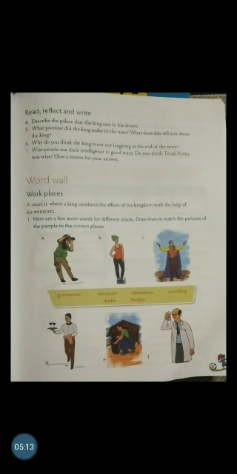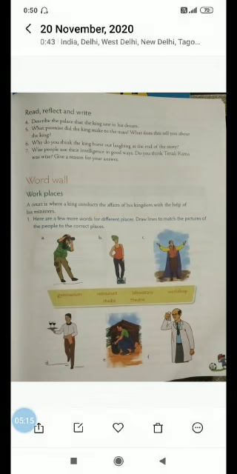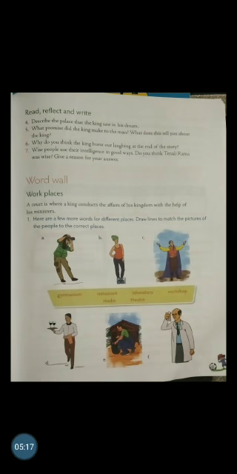Now here are a few more words for different places. Draw lines to match the pictures of the people to the correct places. Very easy. Now with A, she is a... now this girl can be matched with the studio, because in a studio you click pictures. Now B, this female, what is she doing?